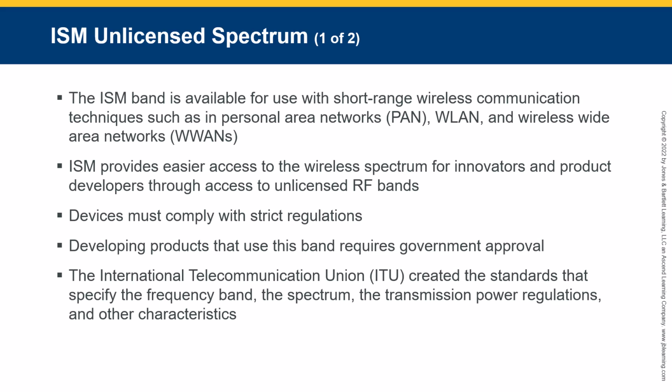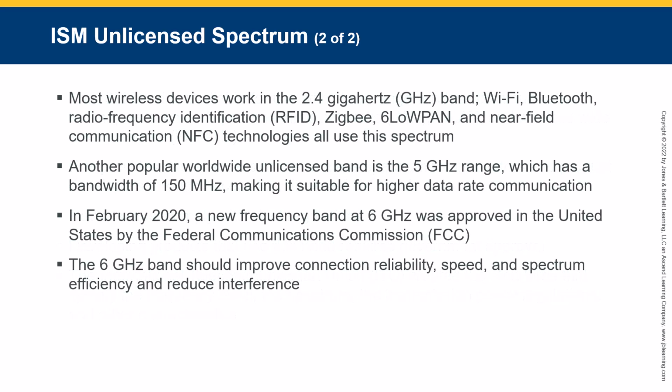Here we have the International Telecommunications Union, ITU, which will create the standards that specify the frequency bands and the specifics on how to access those bands. The spectrum, power regulations, and other key characteristics are all outlined by these either national or international guidelines based off of your location. Again, most of the spectrum we're fairly familiar with are in that 2.4 gigahertz or the 5 gigahertz. In 2020, we also did get access to the 6 gigahertz band.